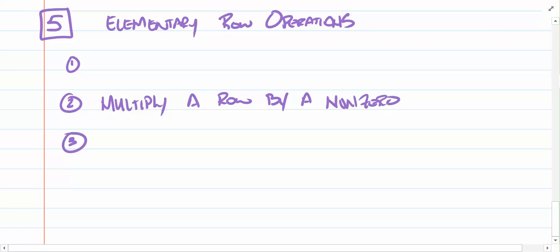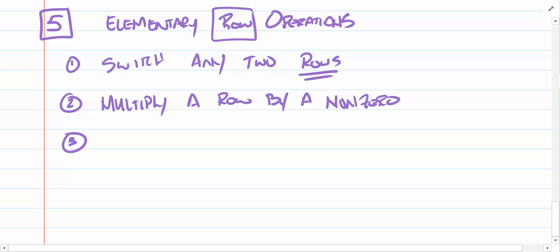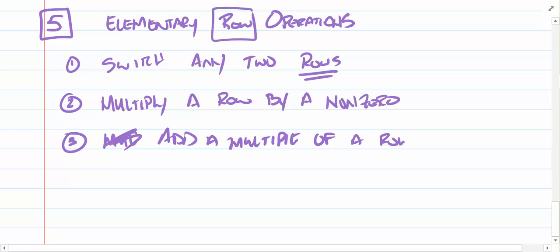What are the other ones? Jack, give me another one. You can change the order of any of the rows. You can switch any 2 rows. I want to make sure that you guys understand that these are all row operations. These are not column operations. You're not allowed to do this to columns, only to rows. And you can add 2 rows? You can add a multiple of a row to another row.